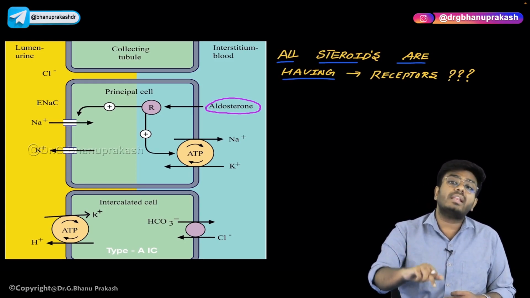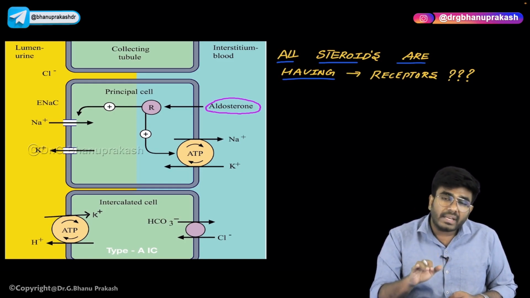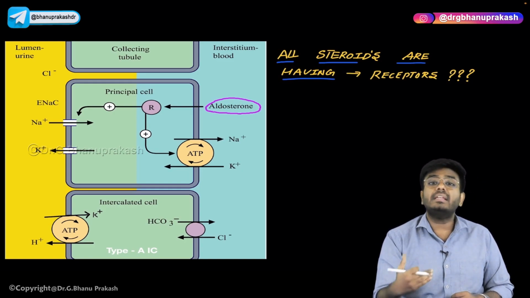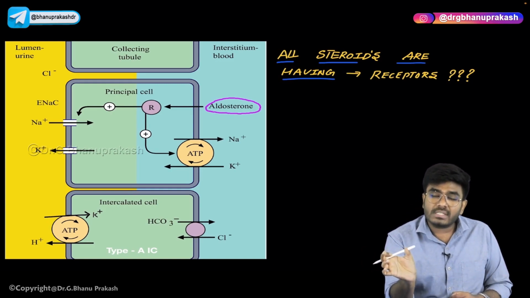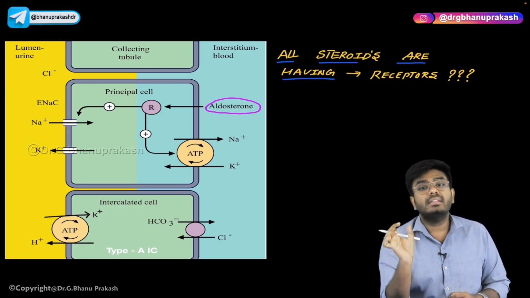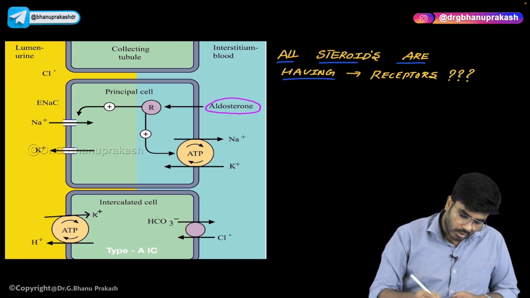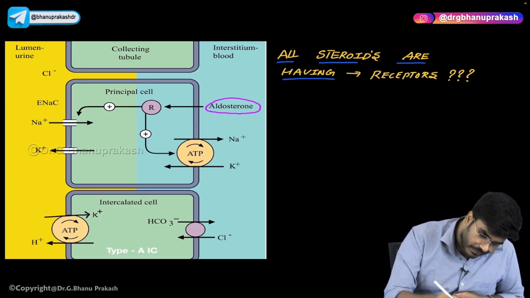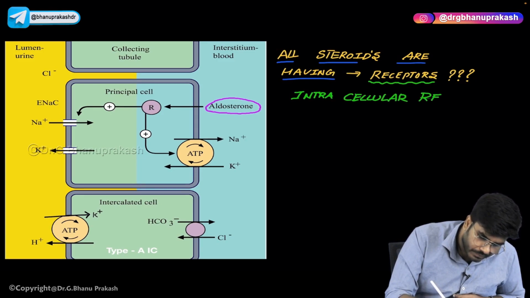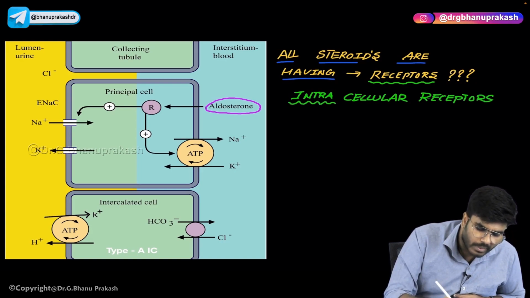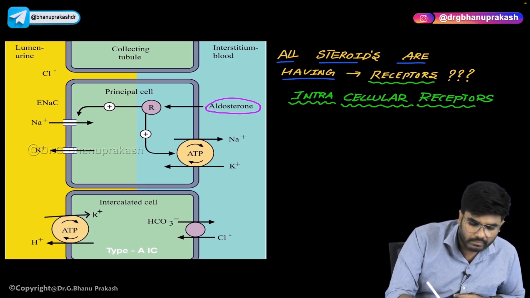So, it is intracellular receptors. The intracellular receptor can be intracytoplasmic or it can be intranuclear. That's a totally different thing. But what I am trying to put into your mind is that the steroid hormones cross the lipid membrane. They have their receptors inside the cell. So, all steroids have what type of receptors? Intracellular receptors. An intracellular receptor can be intracytoplasmic or intranuclear, anything.